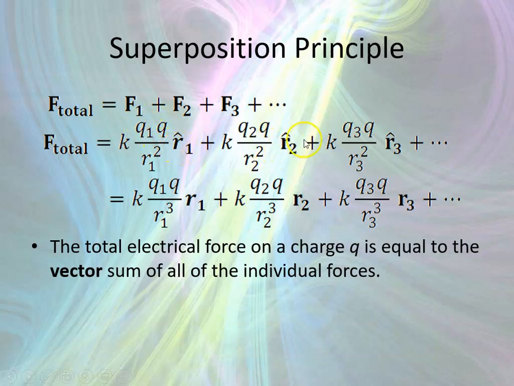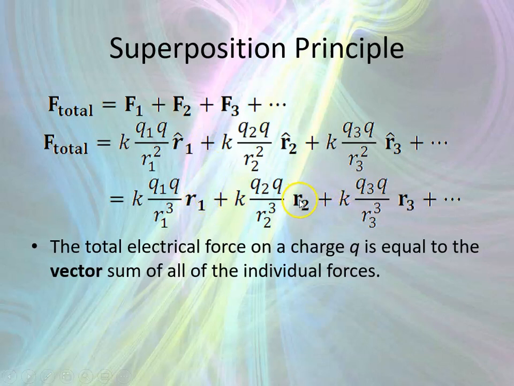What would r2 hat be? Well, it would be r2 vector, in other words, the vector going from charge 2 directly to charge q, divided by the magnitude of that vector, etc. Well, what does that mean? Well, r1 hat is going to be r1 vector divided by magnitude of r1.